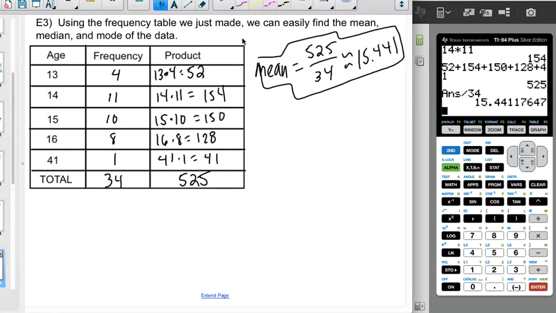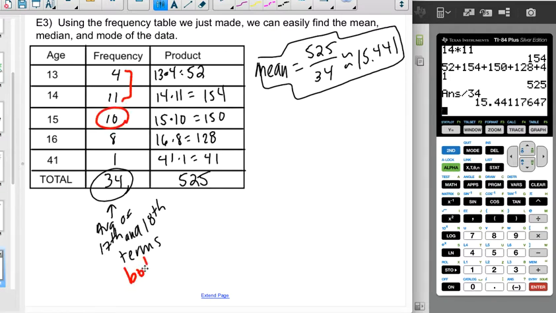So the median is actually not awful to find either, right? If I have 34 of these things, the median is going to be the average of the 17th and 18th terms, right? The 17th and 18th terms in this list. So the easiest way to do that is to realize that this is 15 terms. So 16, 17, and 18, they're both going to be in here. They're both 15. Both are 15s. Once I know that, my median is the average of 15 plus 15 over 2, which is just 15.